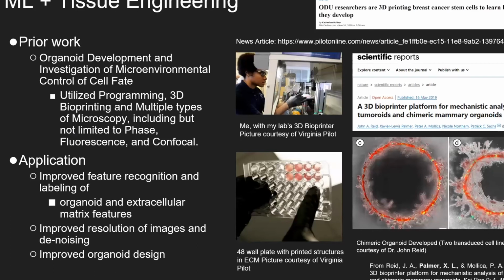So tissue engineering, that's largely the core of my dissertation work. For work that is related to either PACE or my dissertation, I will exclude that, just out of respect for my lab. But I can give the general parts of it and how machine learning can be applied towards it. My prior work in my dissertation and leading up to it was in organoid development and the investigation of the microenvironmental control of cell fate.